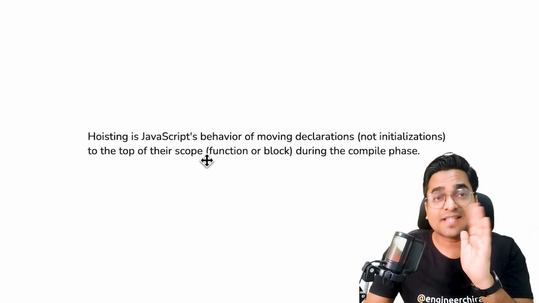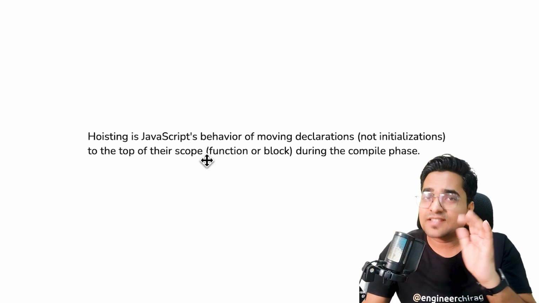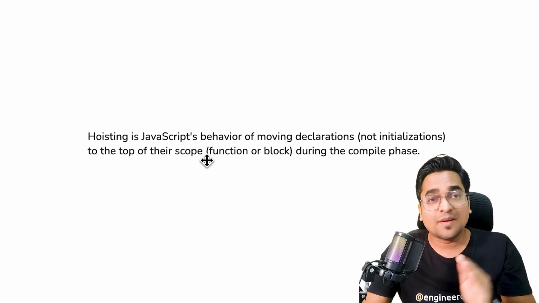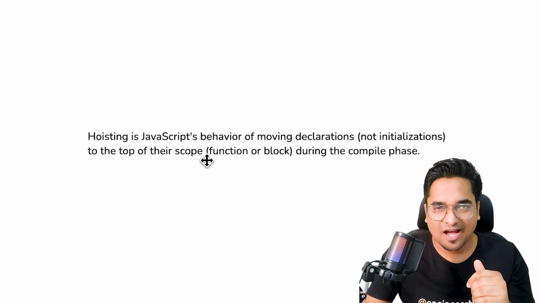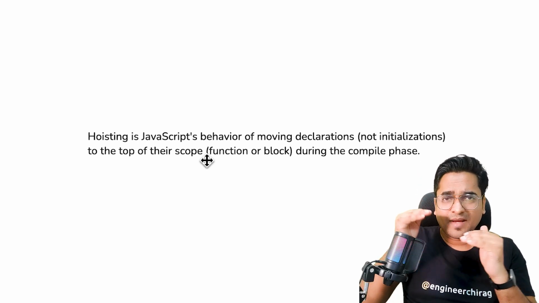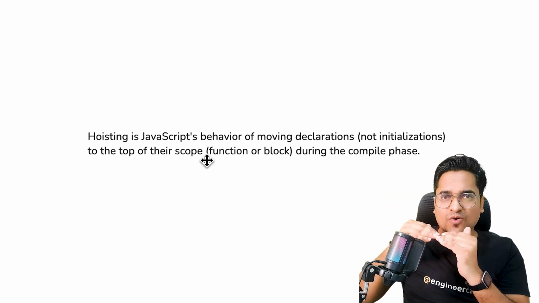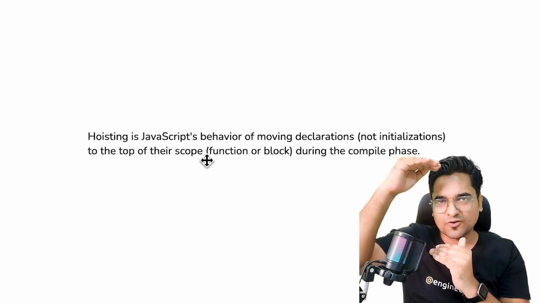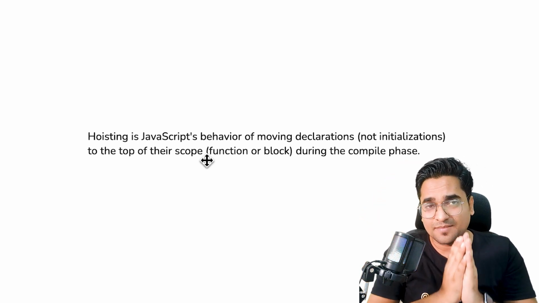But for some storage containers like var, let, const, some of them are moved, some of them are not moved, right? I will tell you how that works, so don't worry about that. Remember, your declaration moves up, initialization remains the same. So your variable is getting hoisted, your declaration is lifted, your variable is still there. In some cases it works, in some cases it does not.